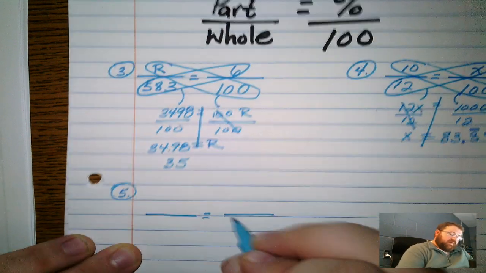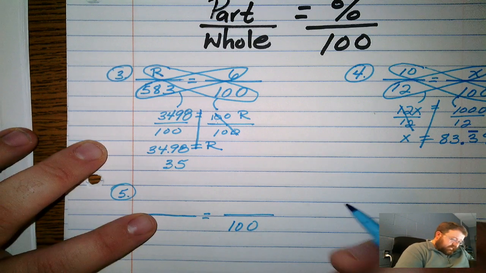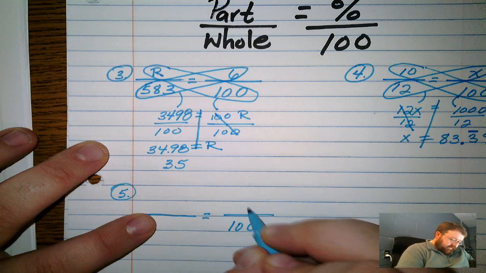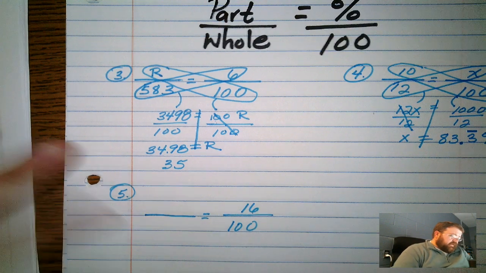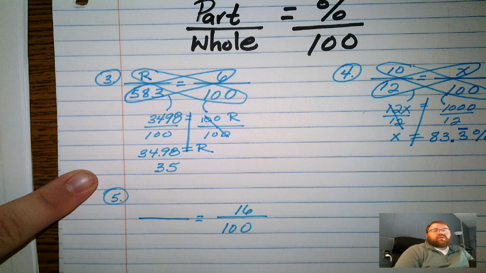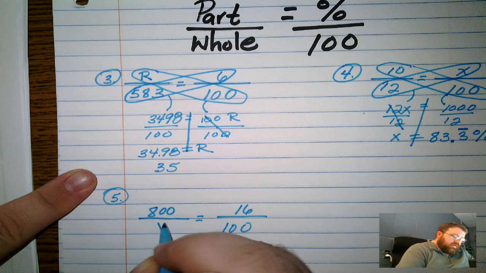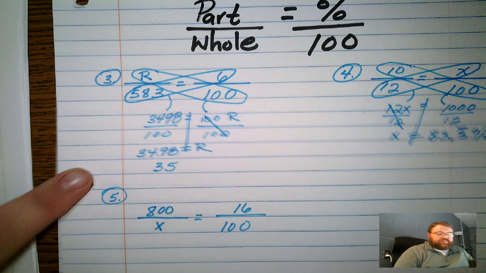100 is a constant, so I'm going to go ahead and put that there. I did have a percent. It says he gave away 16% of his money. The question is $800 each month. Was that $800 part of what he has, or is that the whole budget? And that answer is that's the part. So my question was, what's the whole budget?